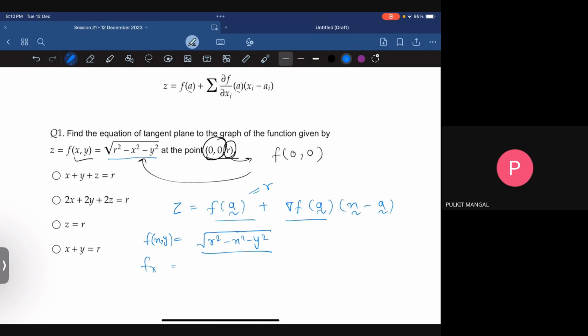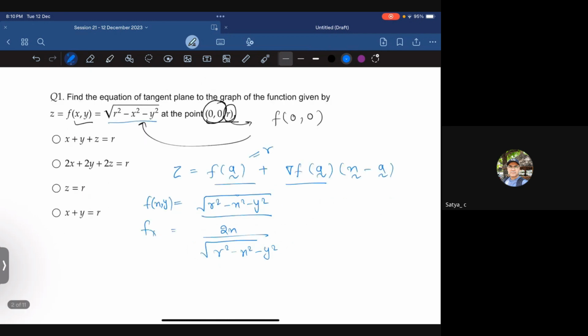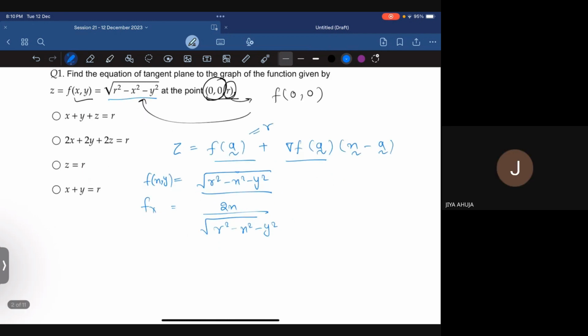Partial derivative with respect to x. So, 2x by... okay, 2x by... no, by root r square minus x square minus y square, and yeah, it's a little bit wrong. Minus 2x by the same thing. It's just that that 2 will not come.